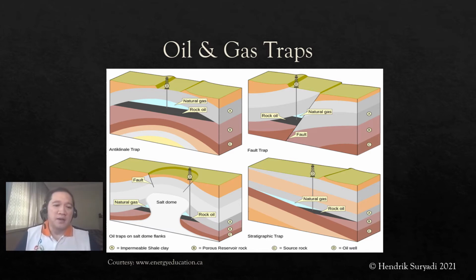For example, the anticline shape, a fault trap structure, a salt dome trap, and a stratigraphic trap like this. So the ability to detect this type of trap location will allow us to find a potential oil and gas reservoir inside the earth.